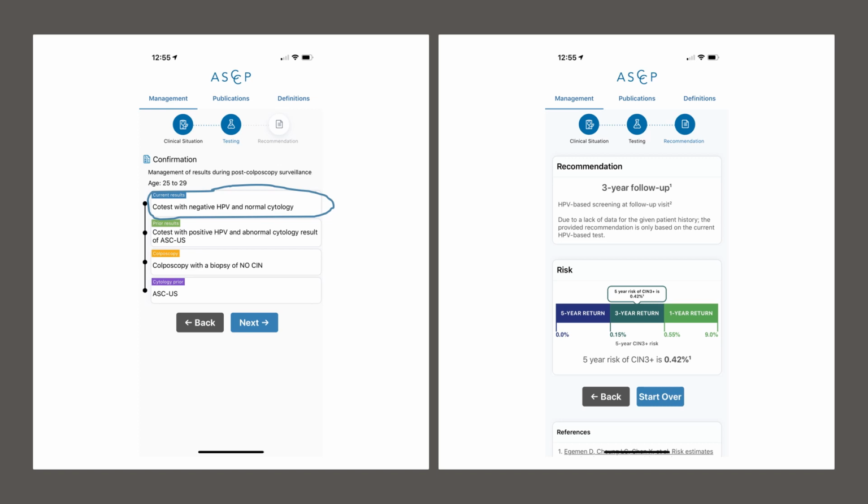So she does not have an immediate risk of CIN3 that is greater than 4%, and you know that because you got a surveillance risk instead. Her risk of CIN3 over 5 years is 0.42%, so that puts her in the 3-year return for surveillance follow-up. So she doesn't need to come back next year, but she can't wait the full 5 years.